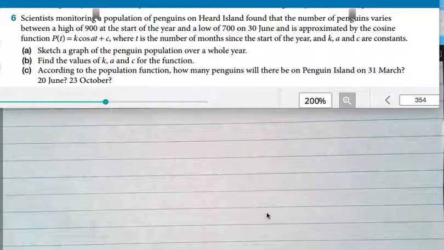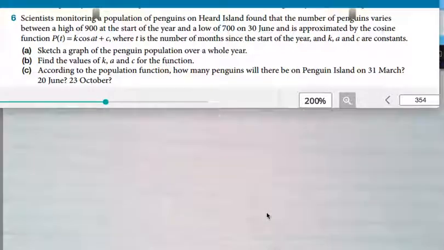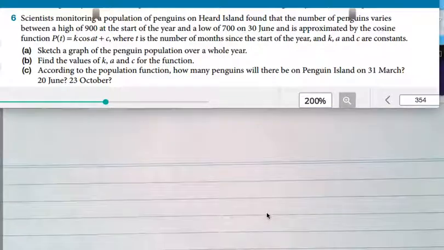Monitoring population of penguins on Heard Island. Found that the number of penguins varies between a high of 900 at the start of the year and a low of 700 on 30th of June, and is approximated by the cosine function P equals K cos AT plus C, where T is the number of months since the start of the year. Really important to look at those units, and K, A and C are constants. They want you to sketch the graph. So you get the sketch right, everything else follows.